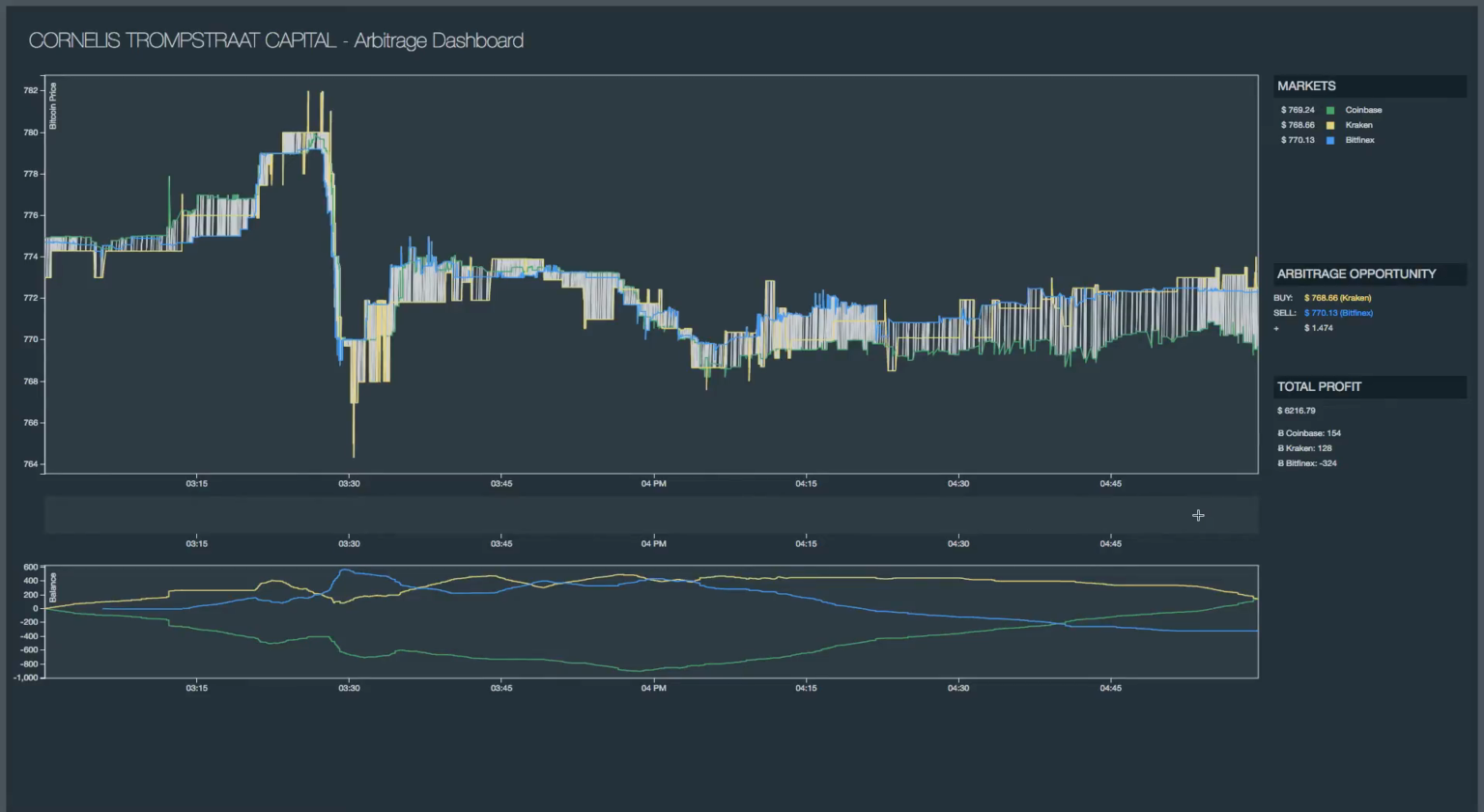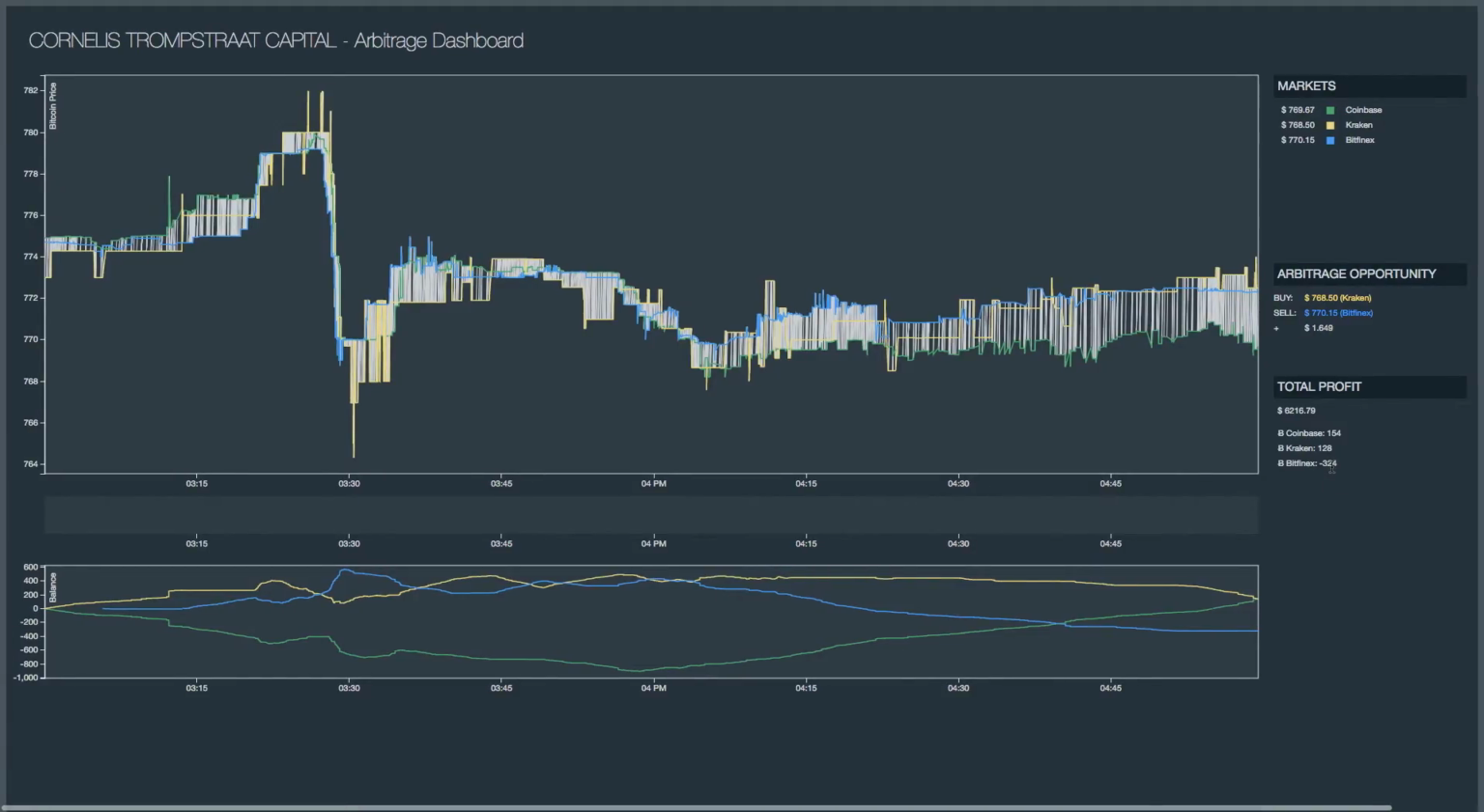In addition to this highly interactive line chart, we also have a couple of static features here, namely the profit area. We see that between those, let's say a little less than 2 hours, we would have been able to create a profit of around $6,200 US. We could have done that by buying more at Coinbase, buying more at Kraken, but selling way more at Bitfinex. So those numbers indicate the delta between buying and selling.